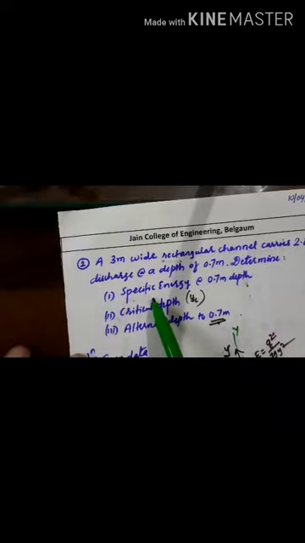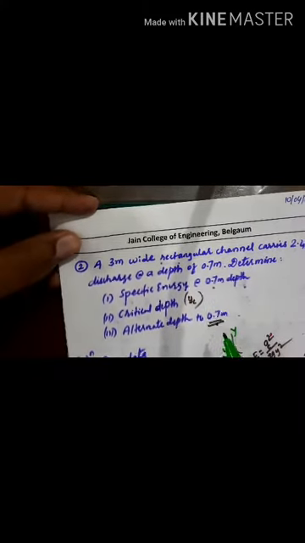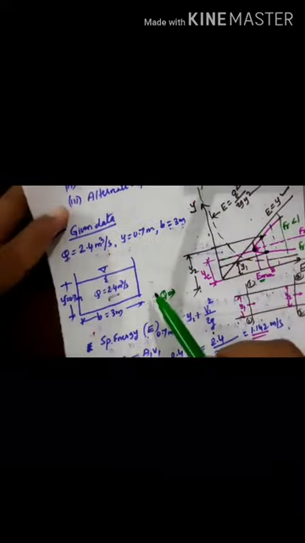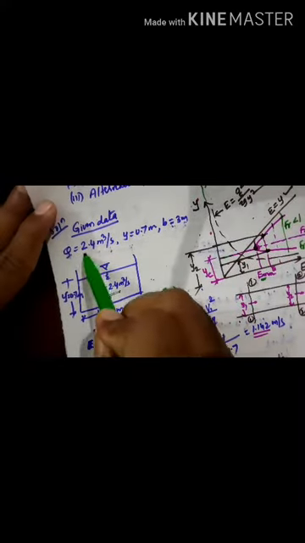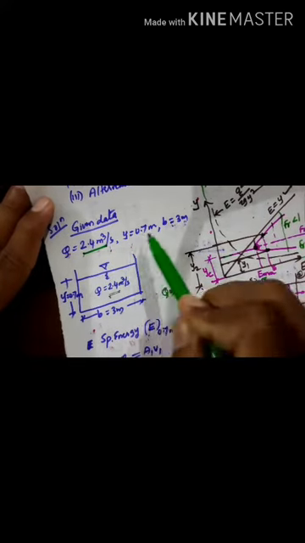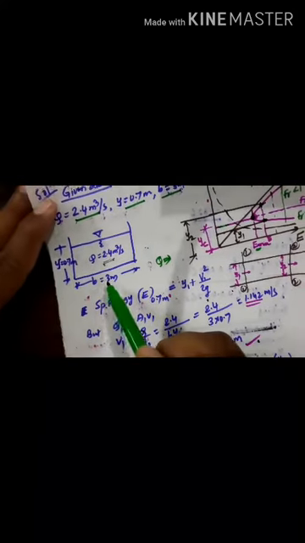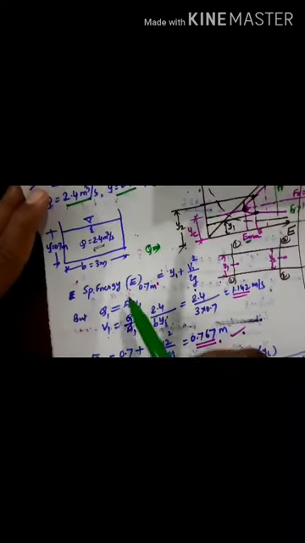So in this problem, one depth is known; what is the other depth at which we can pass the same discharge? That is what is asked. Write the given data here: 2.4 meter cube per second is given, y is given, and b is given. This is a rectangular channel section. Then calculate the specific energy at 0.7 meter depth.